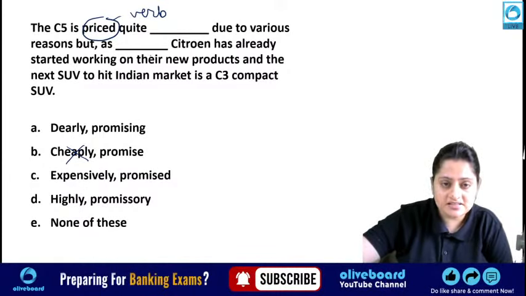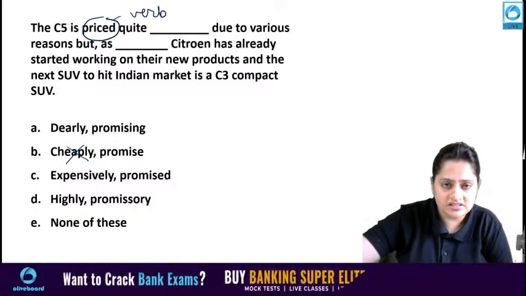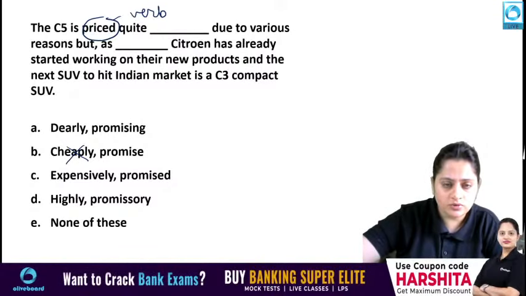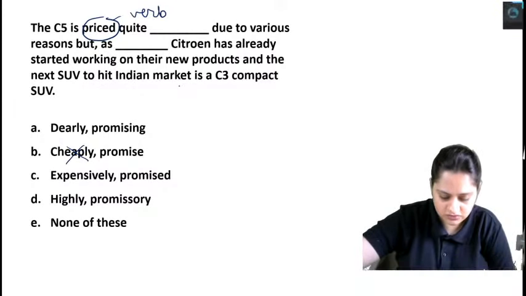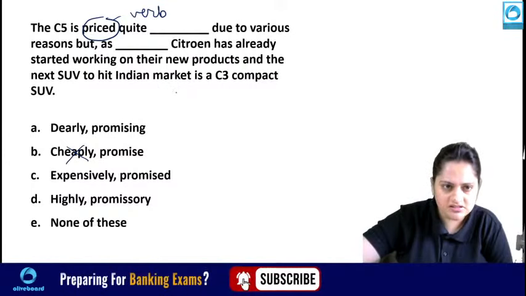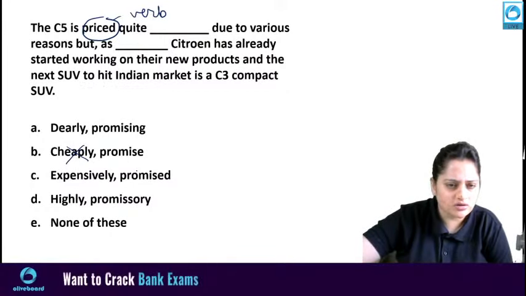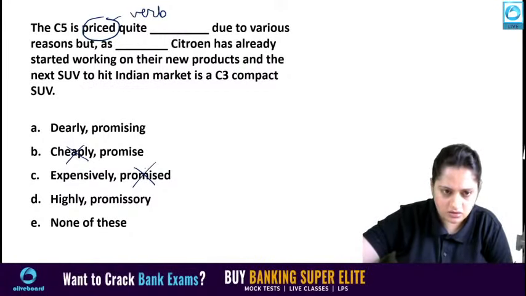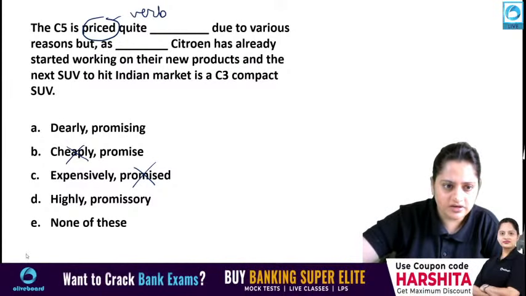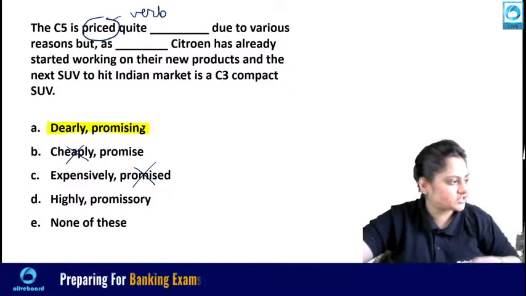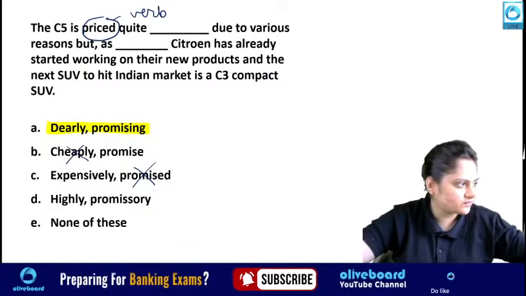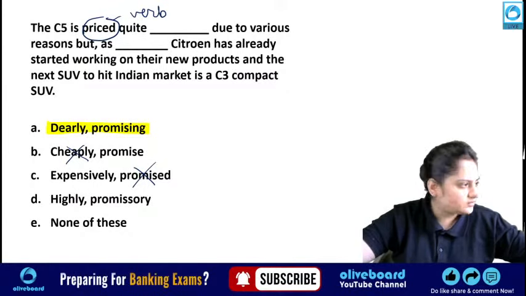Now, as Dash Citroen has already started working on their new products, and the next SUV to hit the Indian market is a C3 compact SUV. This set is easy. Promising, promised, Citroen, or promised will not come, no? Promised will be grammatically wrong. Some of you have already answered this one. Promising means something which can bring success, which has the potential. Okay, right?